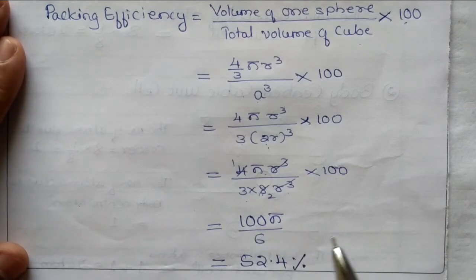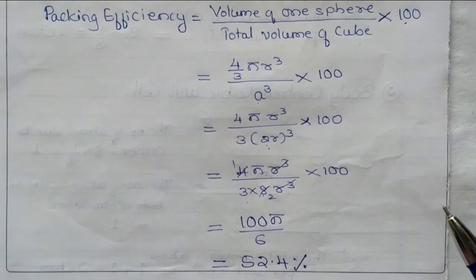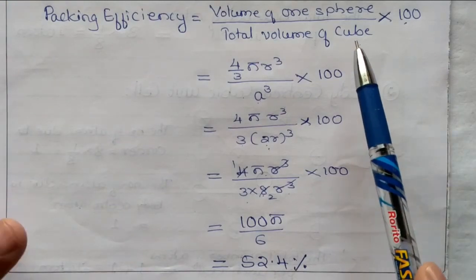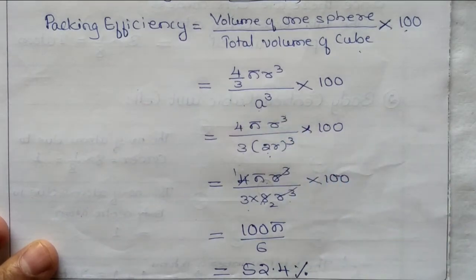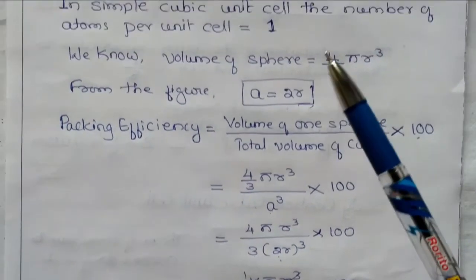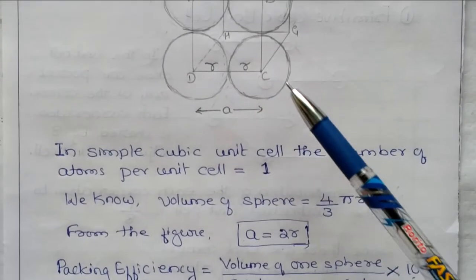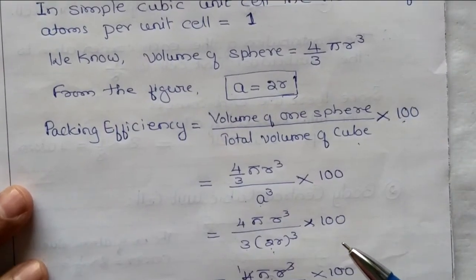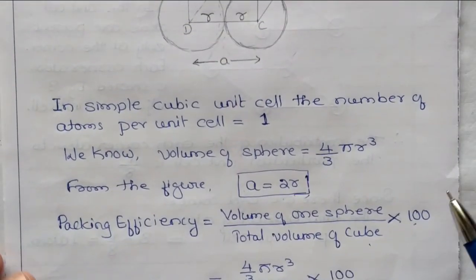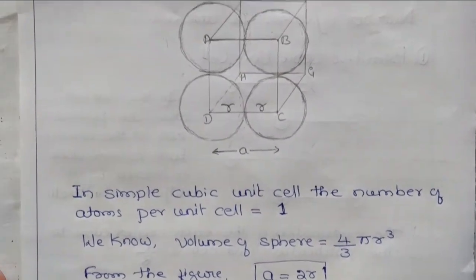Not necessary to substitute the value of pi as 22 by 7 or 3.14, directly you can write this. Normally this is asked for 3 marks. Writing the formula is 1 mark, substituting and getting this is 1 mark, and drawing the diagram as well as getting this relation is 1 mark. So this is the calculation of packing efficiency of simple cube.